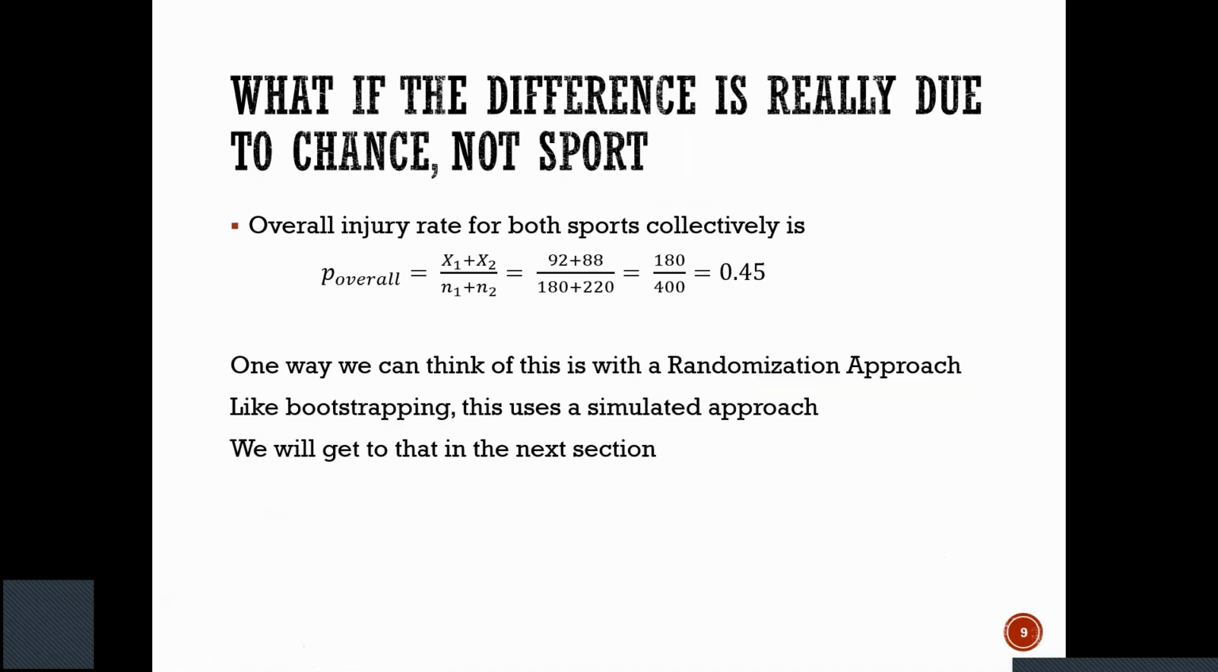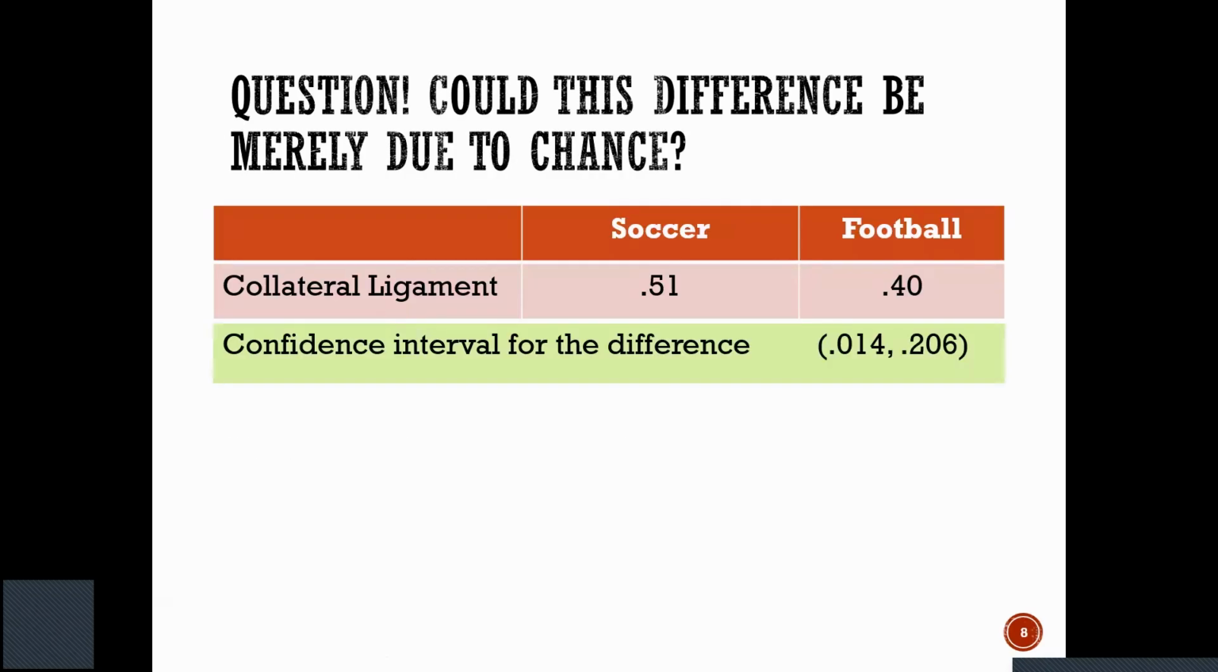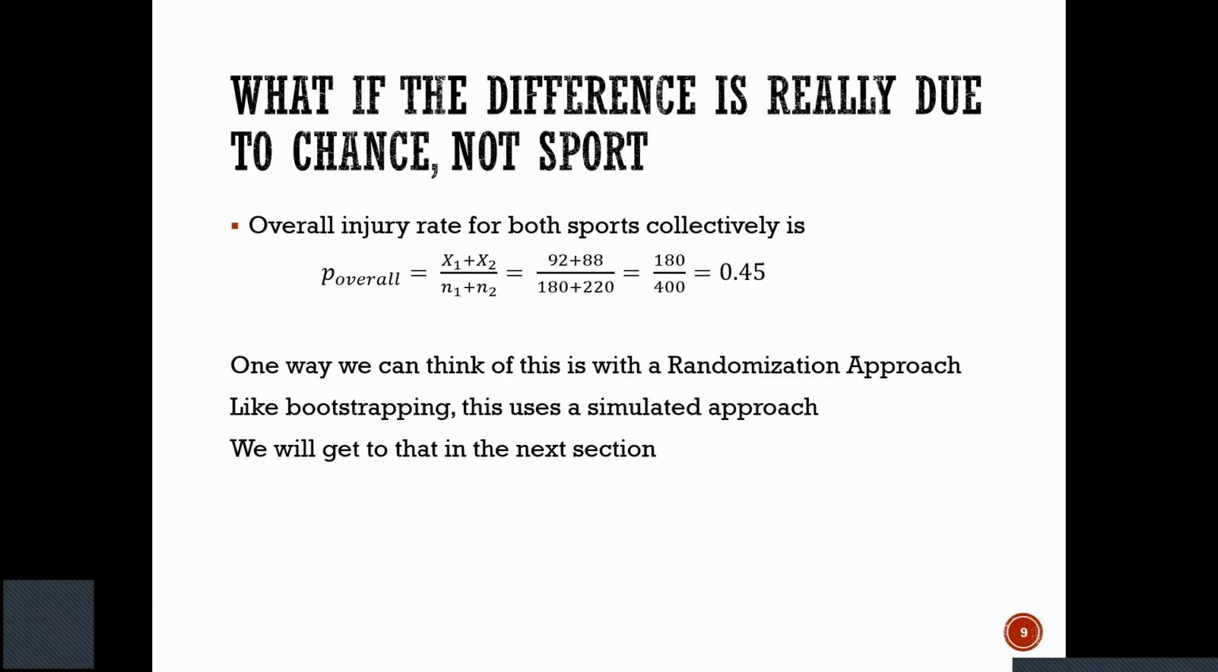So we can think about this a couple of other ways: one is with a randomization approach, and one is with a hypothesis test. Think about it collectively: if we add up all of the injuries and all of the people, we have 180 injuries out of 400 players, which means the overall proportion of injuries is 45%. If that was true, does the fact that we end up with slightly more than that in soccer and slightly less than that in football mean that there's a real difference, or could it be due to chance? That's what we're going to do in the next two sections.